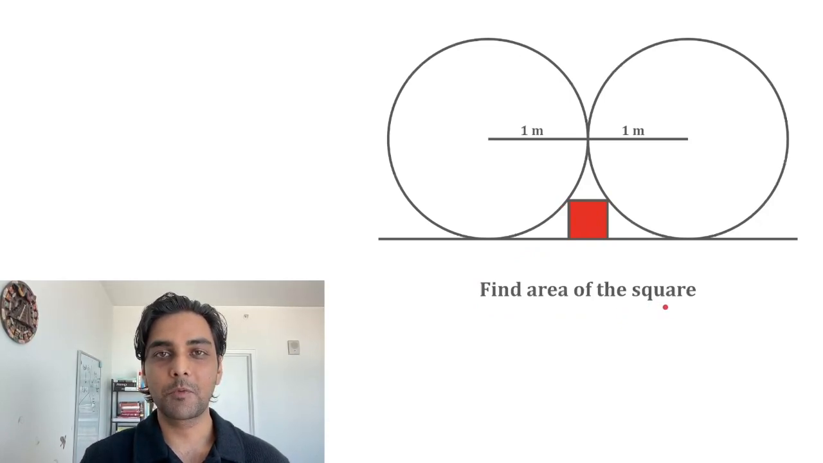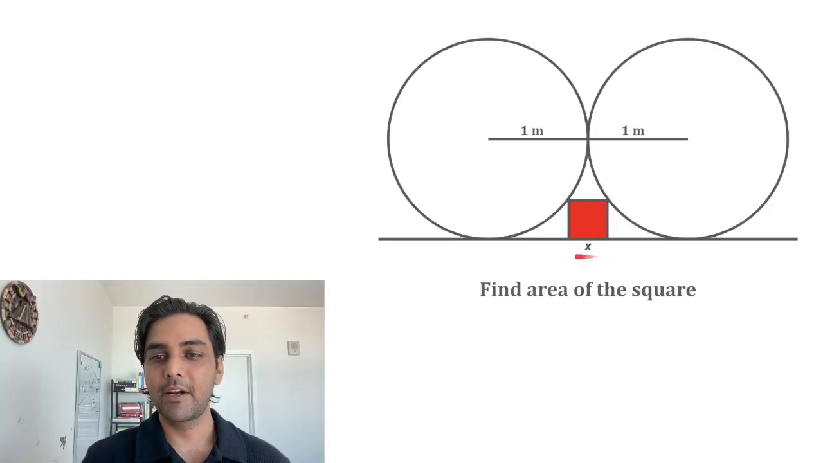If you want to solve this problem on your own, pause the video right here because I'm going to tell you two ways to solve this problem right now. Let's first label the side of the square as x. Then the area of the square is x squared, and that's what the question asks us to find. Let's put it right here.